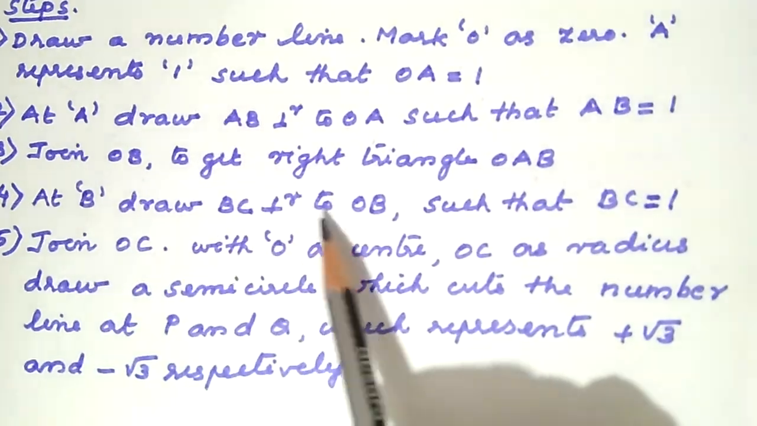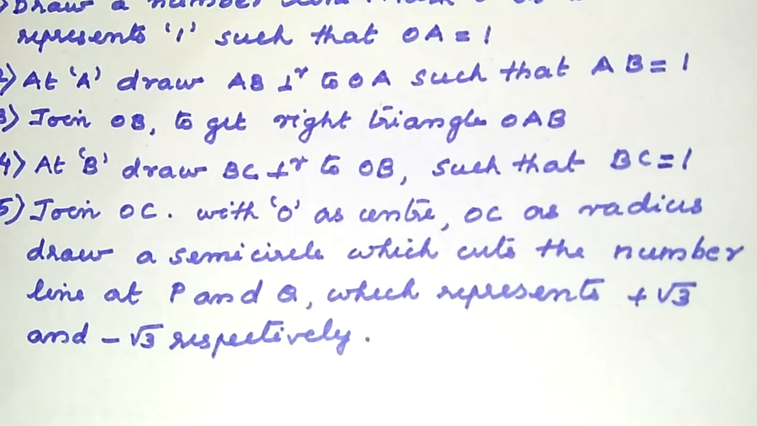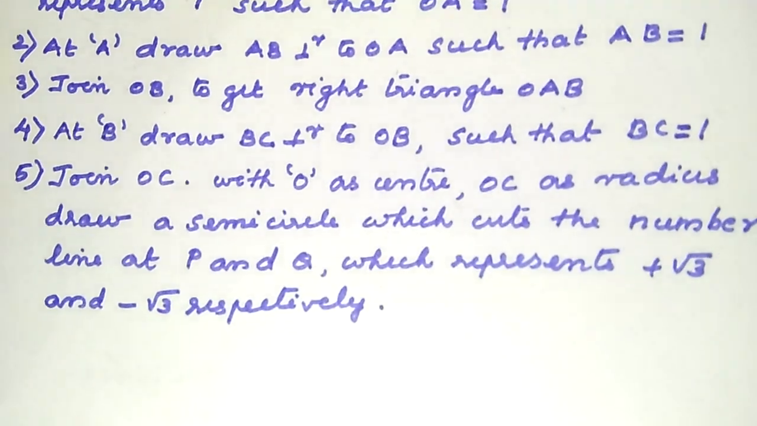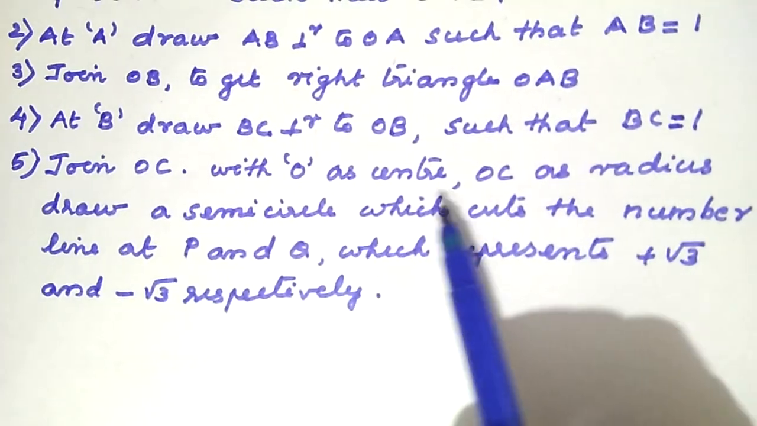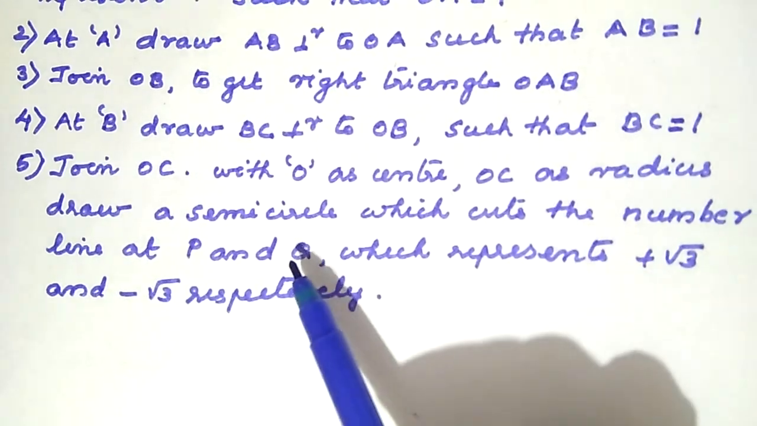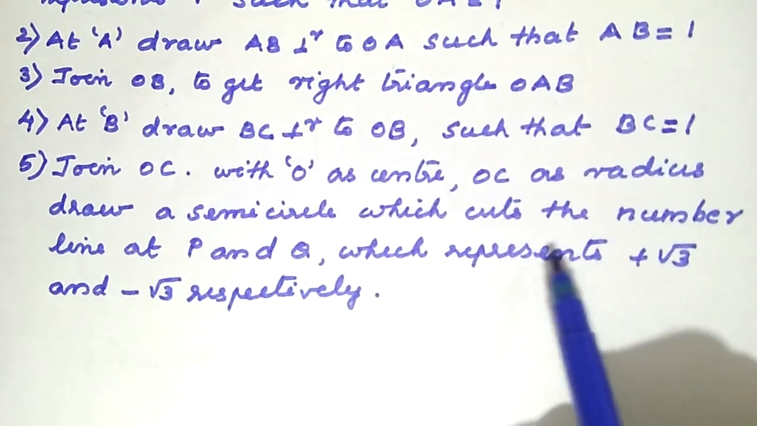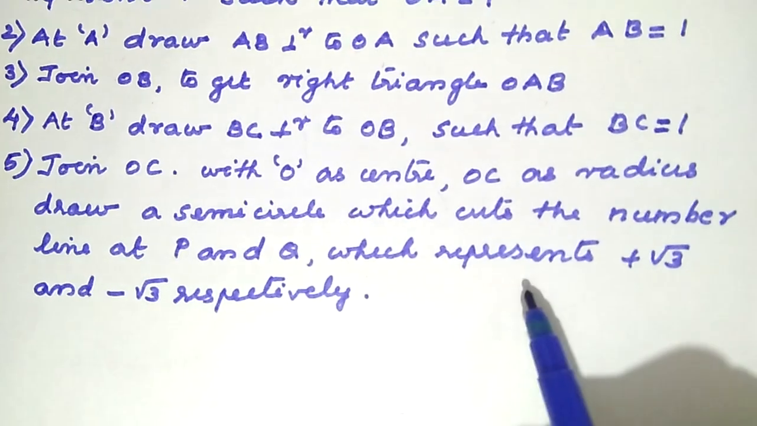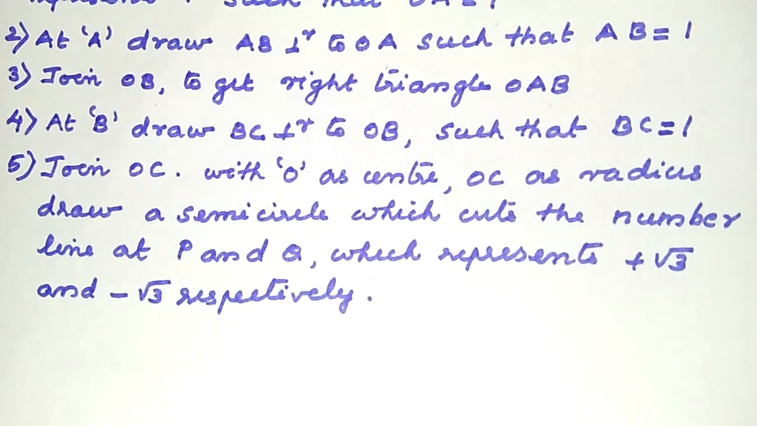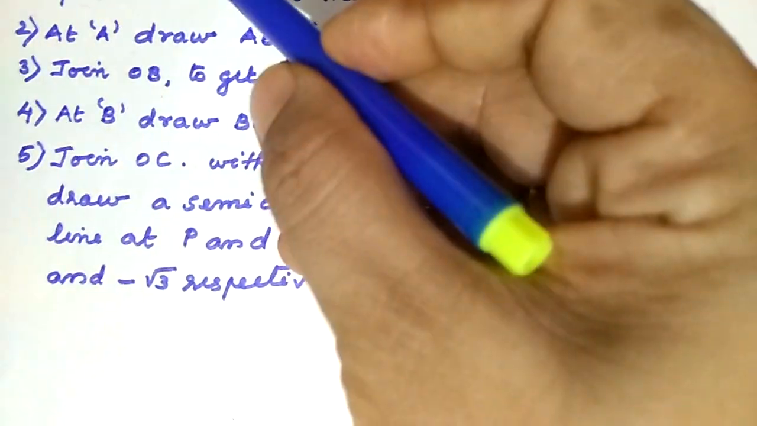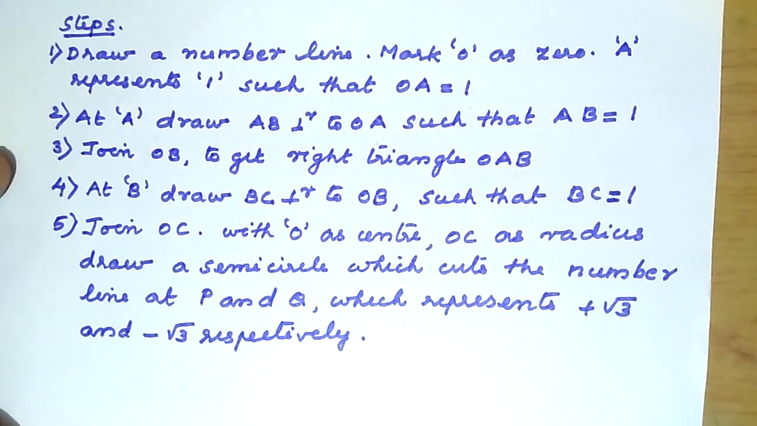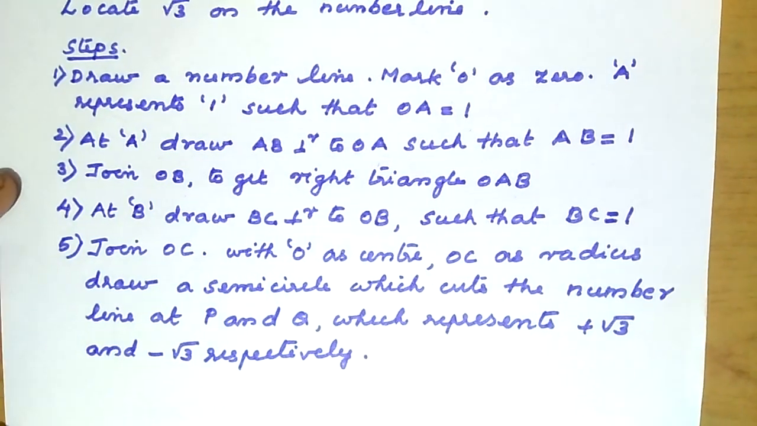At B, draw BC perpendicular to OB such that BC equal to 1. Next, join OC, with O as the center and OC as the radius. Draw a semicircle which cuts the number line at P and Q, which represent root 3 and minus root 3 respectively. Once again, all 5 steps are there. You should write this first step correctly.